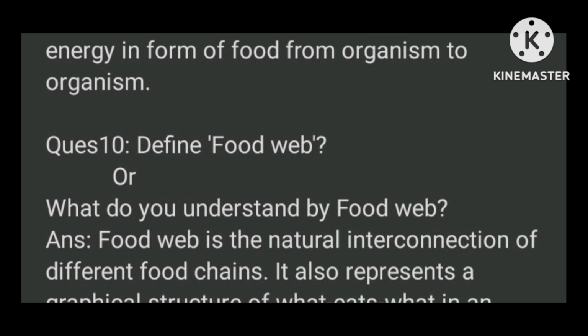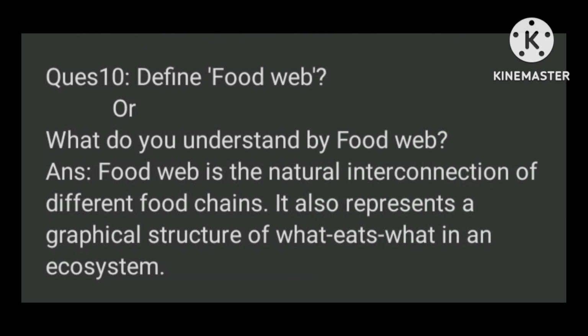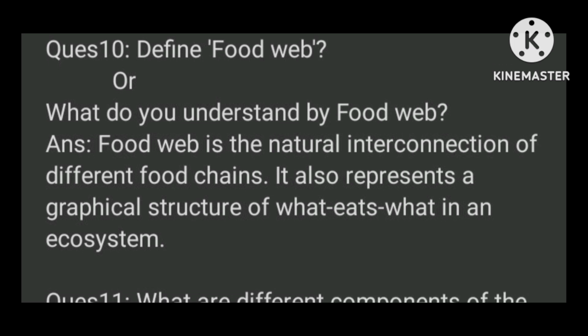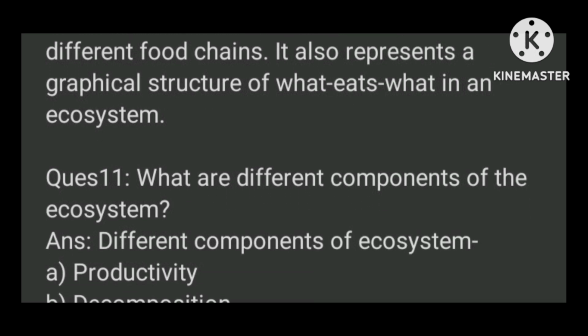Question number 10. Define food web, or what do you understand by food web? Answer. Food web is a natural interconnection of different food chains. It also represents a graphical structure of what eats what in an ecosystem.